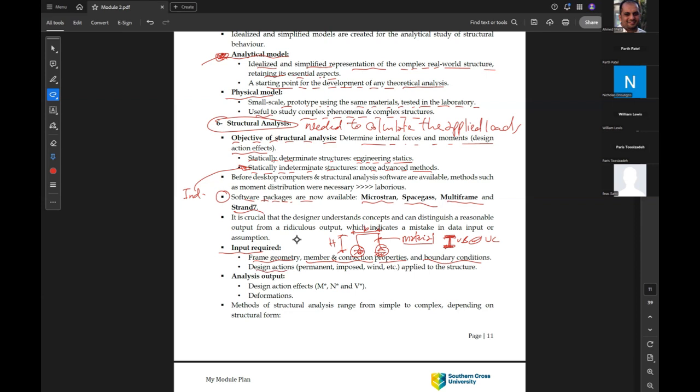And then you need to know the design actions like dead load, live load, and wind load applied to the structure. The output of the software is the design action effects like moment, normal force, and shear, and also the deformation or the deflection, mainly the deflections.